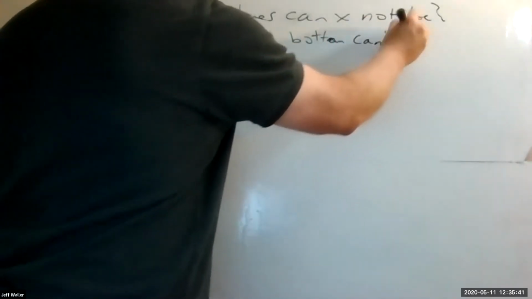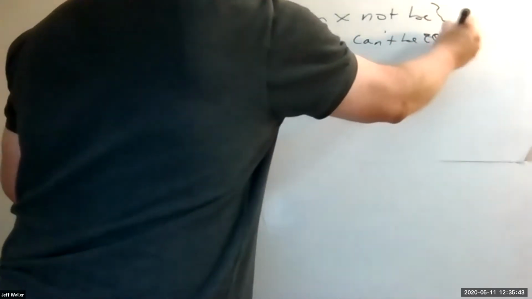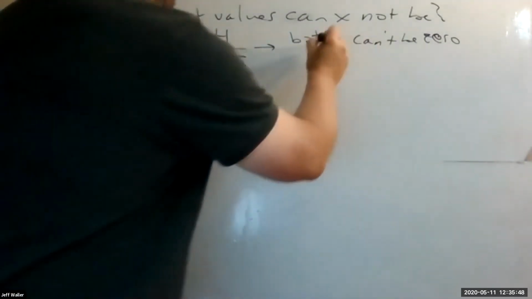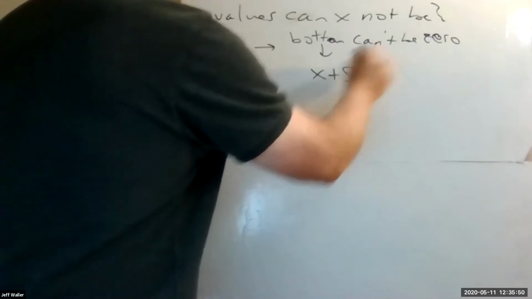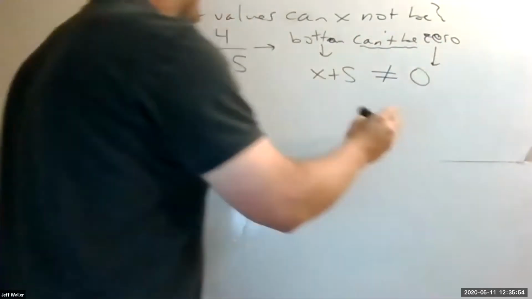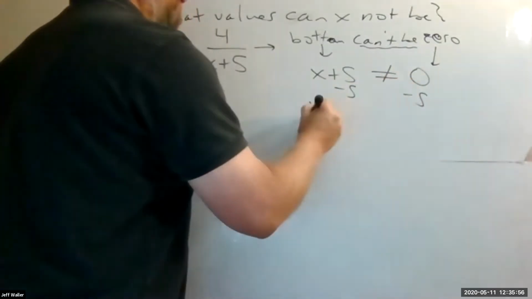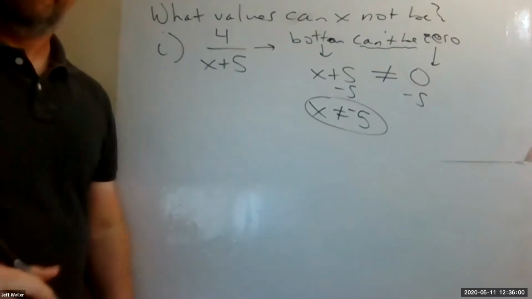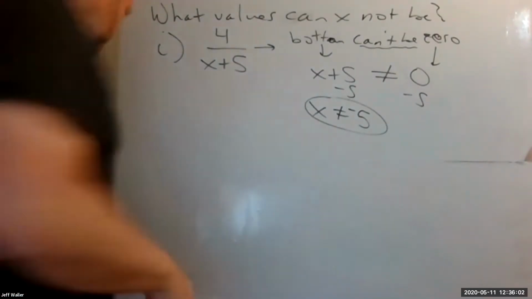can't be 0, right? We know that you can't divide by 0. The bottom can't be 0. So the bottom is X plus 5. Can't be is not equal to 0. So if you solve this, you get what X cannot be. Let me stop there for a minute.